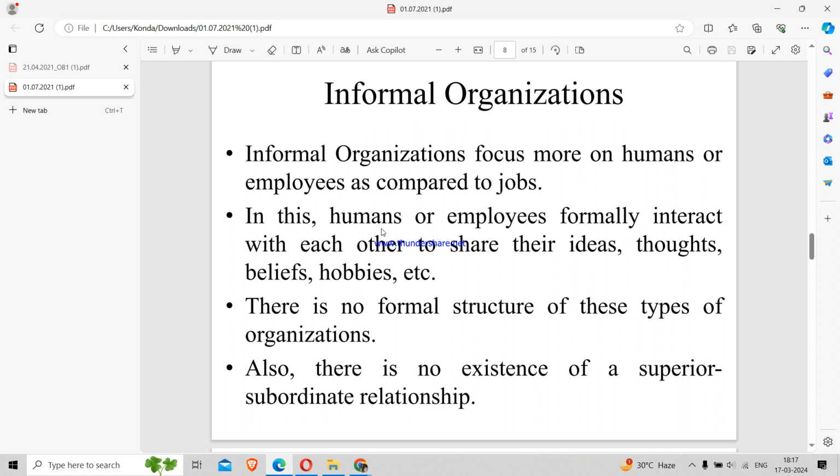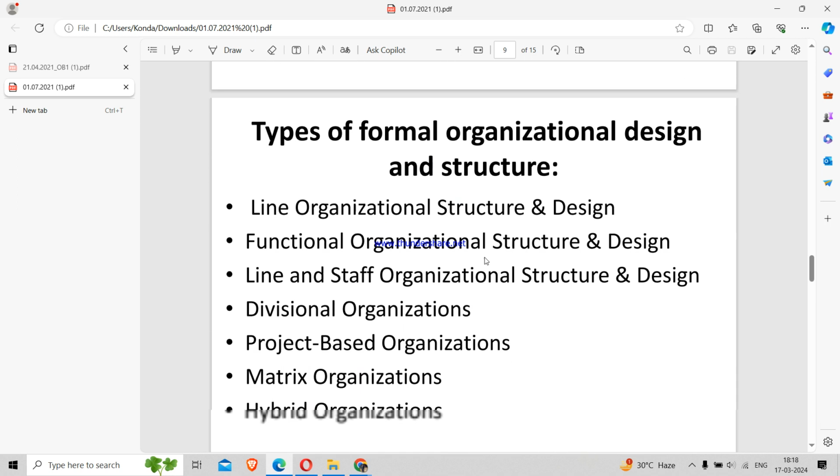So in this you can see the humans and employees informally interact with each other to share their ideas, thoughts, beliefs and hobbies, etc. There is no formal structure in this type of organization, and there is no existence of superior or subordinate relationship. So in this particular organization, there is no supervisor who is assigning jobs to the other employees. All are interacting with each other.